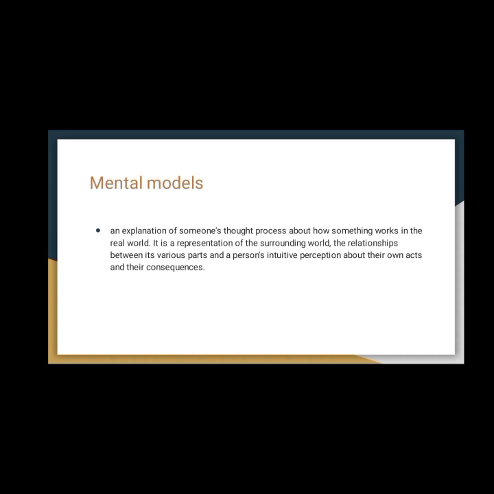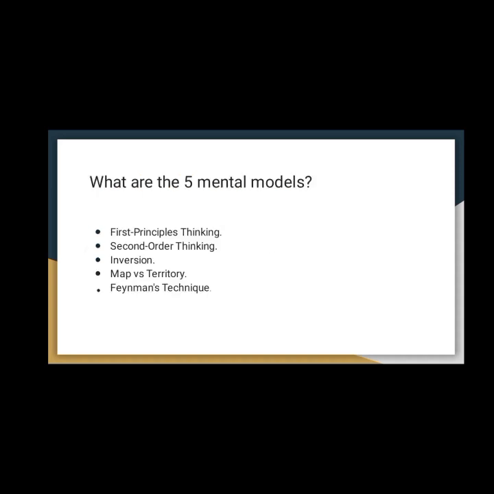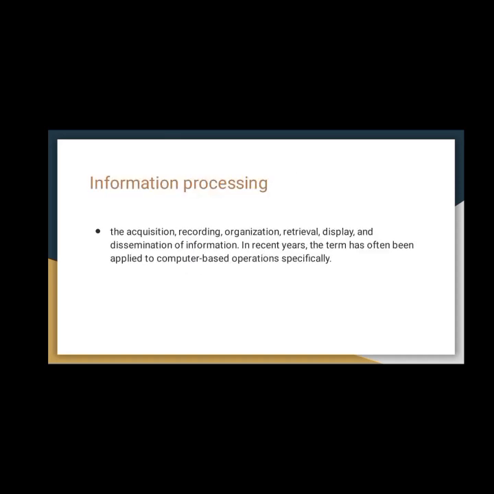So mental models talk about thoughts and ideas on how we think when dealing with consequences or situations. What are the five mental models? First principles thinking, second-order thinking, inversion, map versus territory, and Feynman's technique.